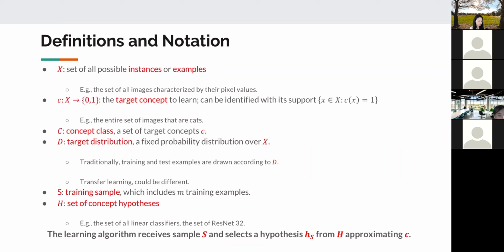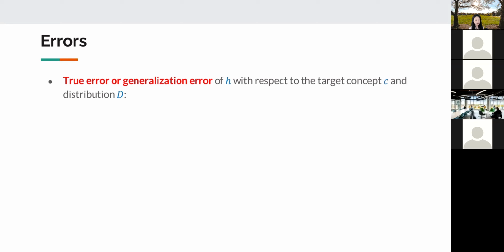Okay, thanks. Sure. Okay, so now what do I mean by approximating C? So here come the errors. Everyone knows errors, right? Everyone knows accuracy, error, 0-1 error. When you use neural nets, you have cross entropy loss, you have squared loss and things like that, right? So what are errors?